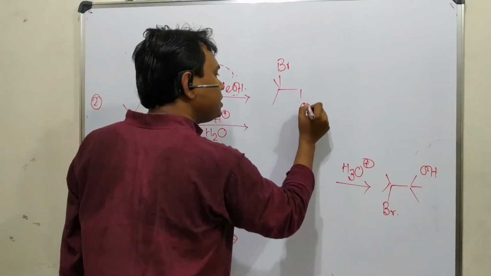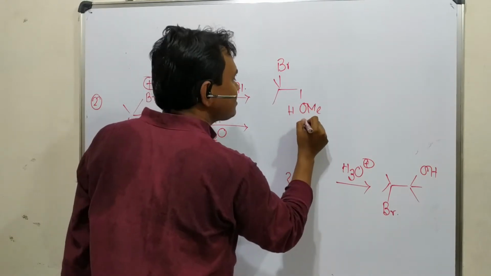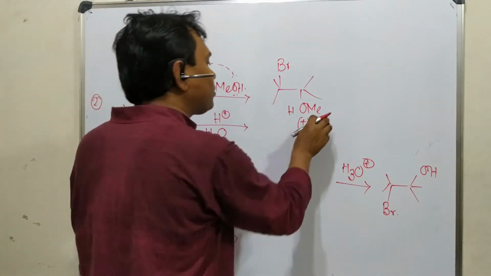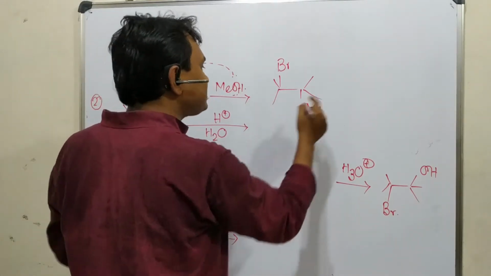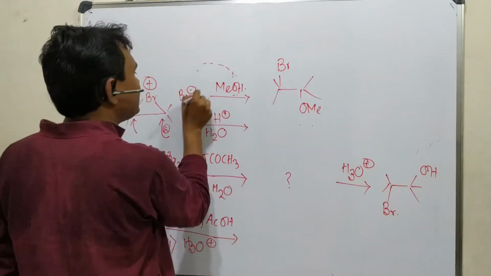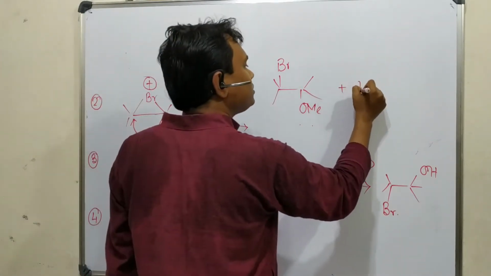So here will be the OMeH plus this, and in the second step, this OMe will lose this proton. Since one proton, H plus, is coming from this side, and there is also one Br minus, it will produce HBr.